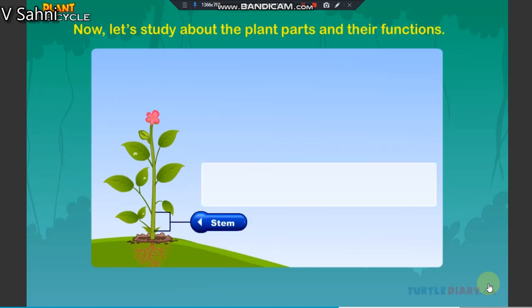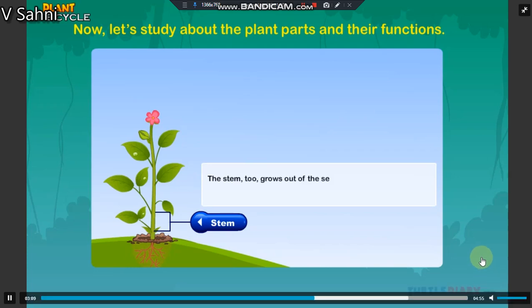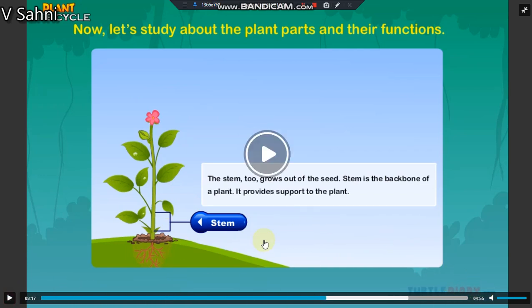Stem. The stem too grows out of the seed. The stem is the backbone of a plant. It provides support to the plant.